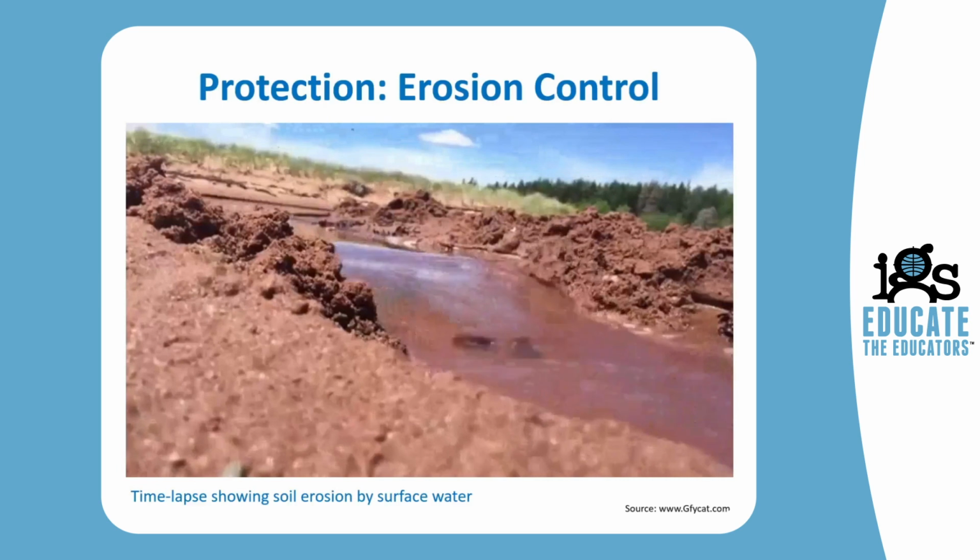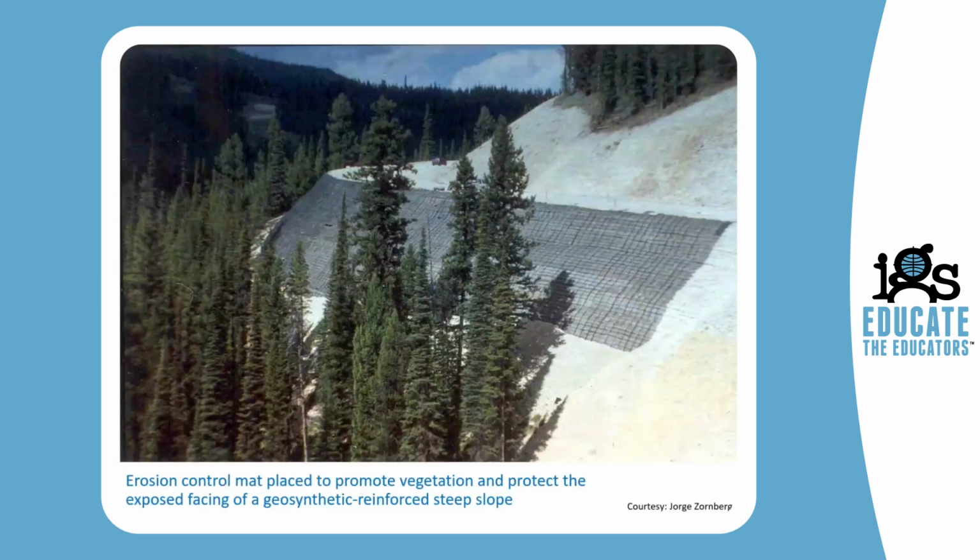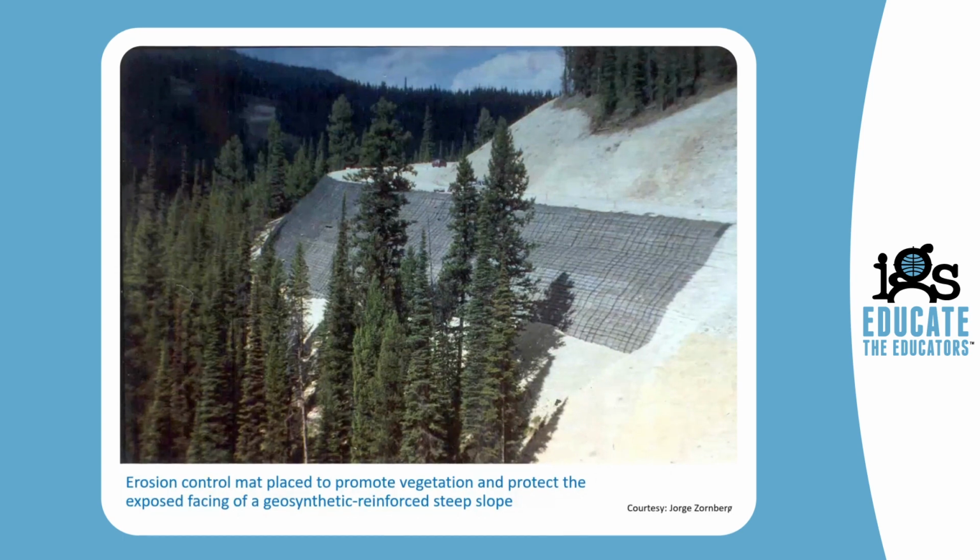As an example, here we see the use of an erosion control mat placed on a reinforced soil slope, the one that I showed to illustrate the reinforcement function, in this case shown to illustrate the use of erosion control for an exposed slope. Eventually, this slope was vegetated, and vegetation along with mat contributed to erosion control.